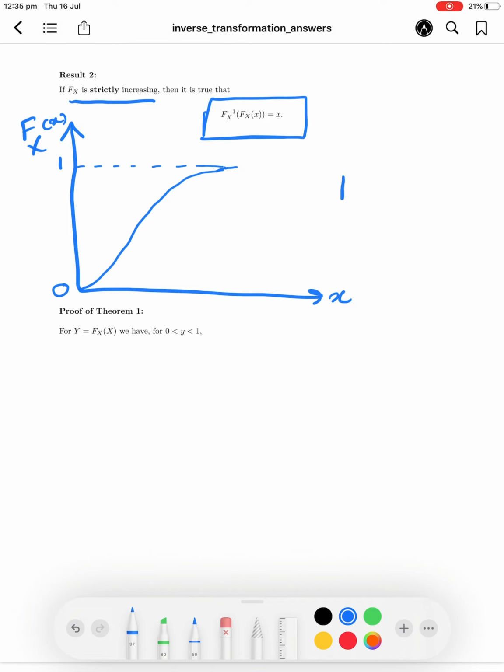Now, so this is Fx x. Let's consider a point here, simple x. Now if you move towards this direction, you will get Fx simple x.